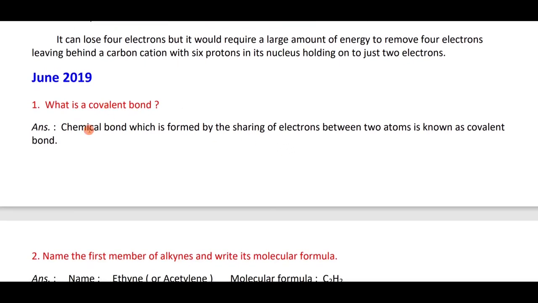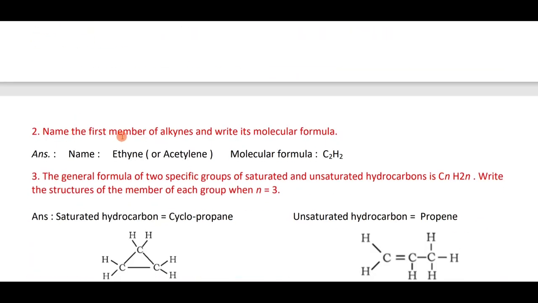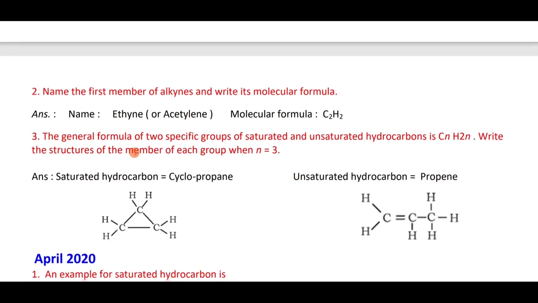What is a covalent bond? A chemical bond which is formed by the sharing of electrons between two atoms is called a covalent bond. Name the first member of the alkyne series and write its molecular formula. The first member of the alkyne series is ethyne. Its molecular formula is C2H2.